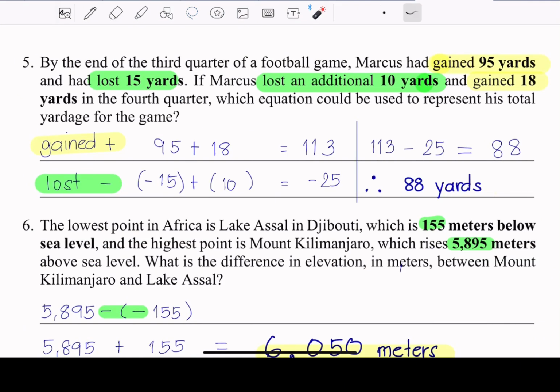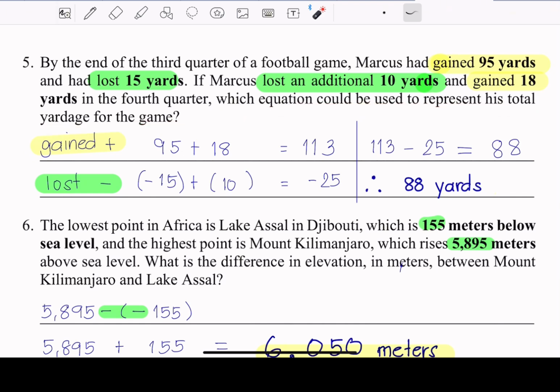Question number 5. By the end of the third quarter of a football game, Marcus had gained 95 yards and had lost 15 yards. If Marcus lost an additional 10 yards and gained 18 yards in the fourth quarter, which equation could be used to represent his total yardage for the game?